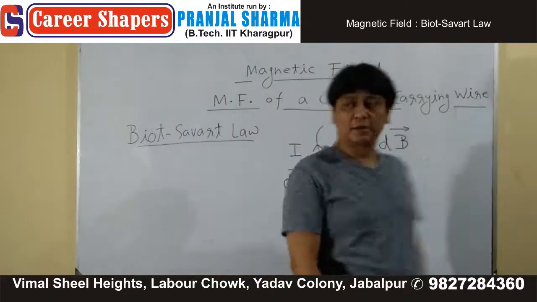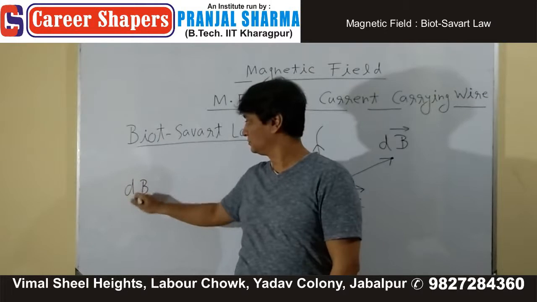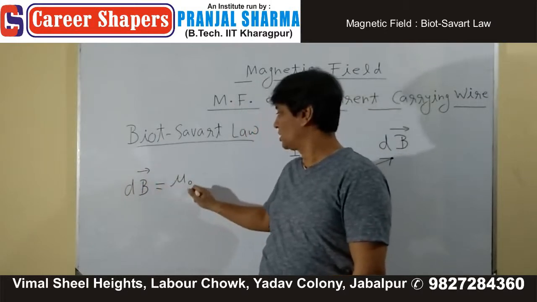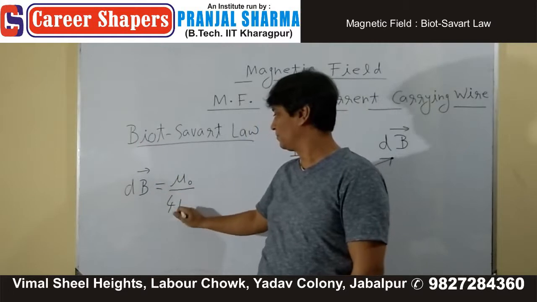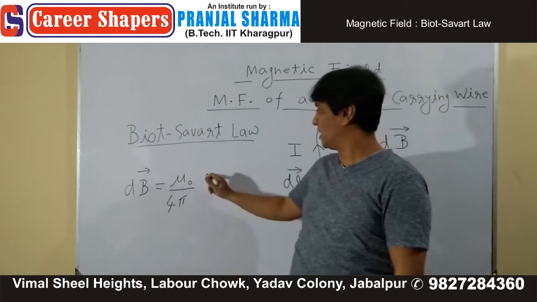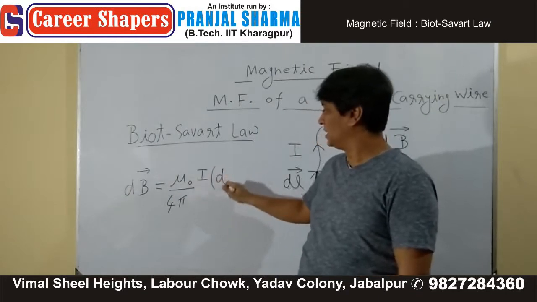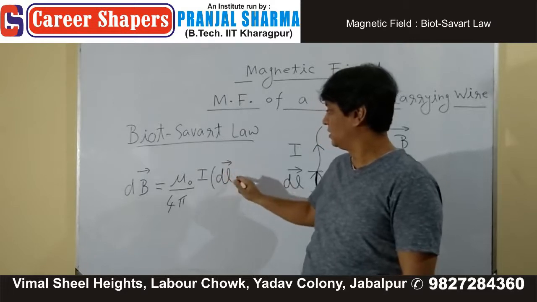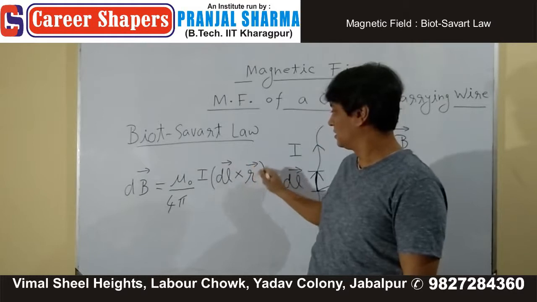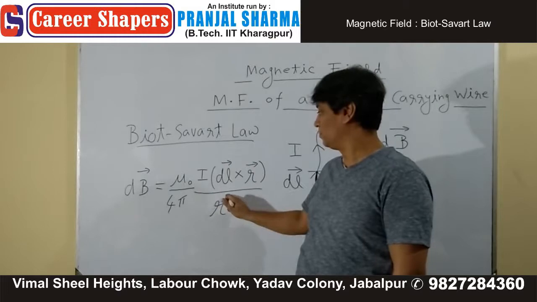This dB is mu naught upon 4 pi. What is mu naught? We'll discuss that. Mu naught upon 4 pi, I dl cross r, divided by r cube.